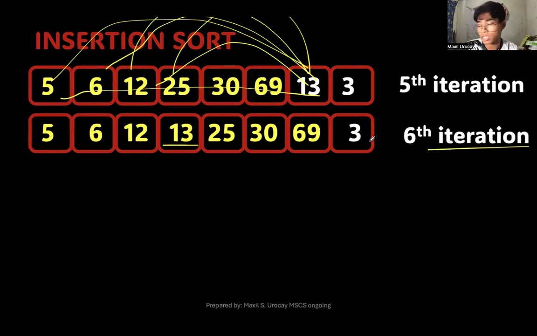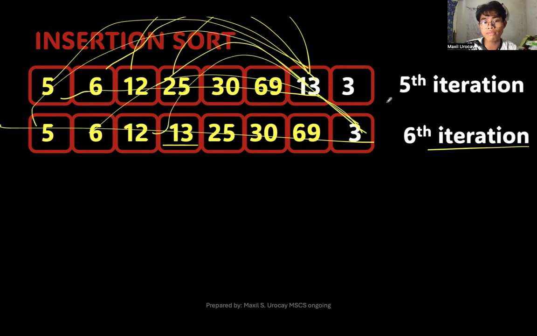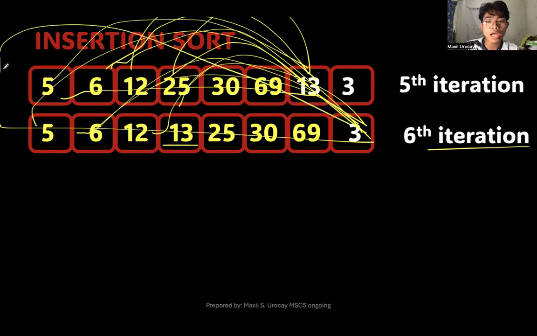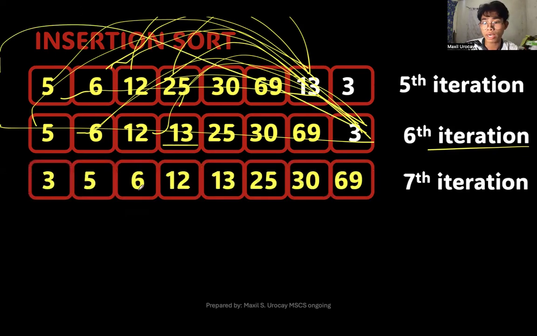In our seventh iteration, we compare against all the numbers that we have. Is 3 less than 5? Less than 6? Less than 12? Less than 25? Since it is less than 5, we insert it at the first index, index 0. We put it there, and that is our seventh iteration.